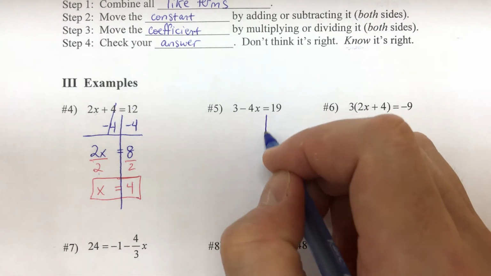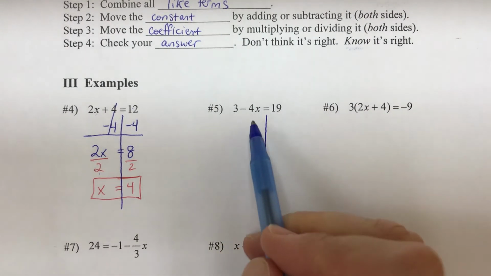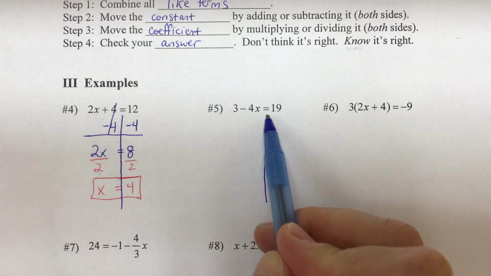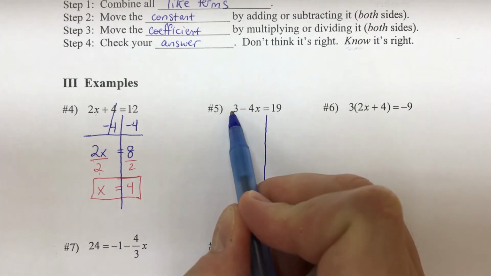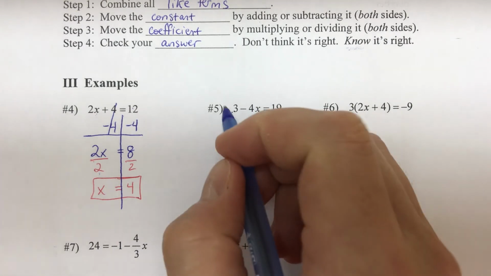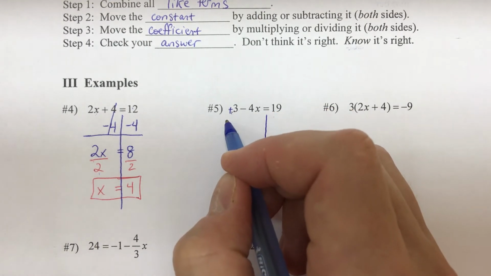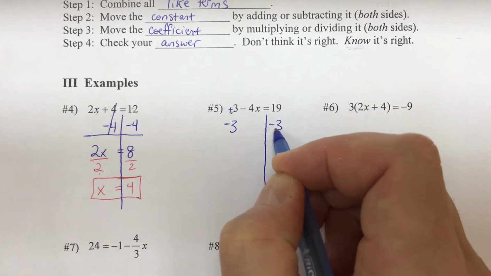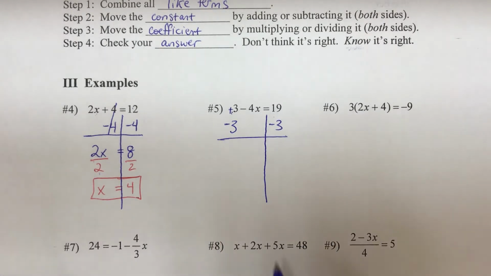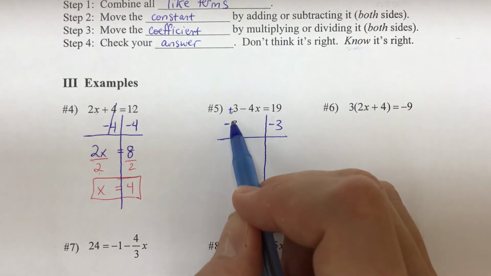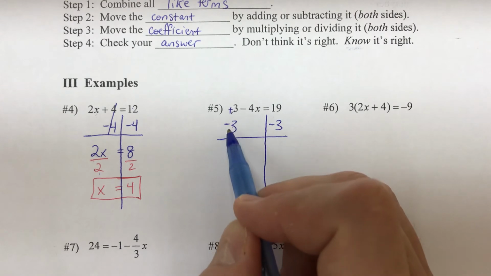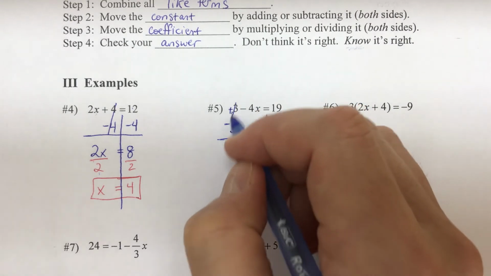Number 5. Let's move the constant, which is the 3. Now, this is a positive 3. There's no sign in front of this. That is automatically a positive. So when I move a positive constant, I must subtract. The reason I know this is good is that 3 minus 3 is 0. I'm trying to make 0 from that.